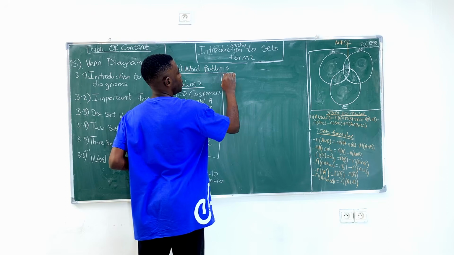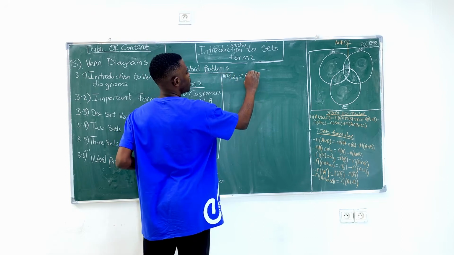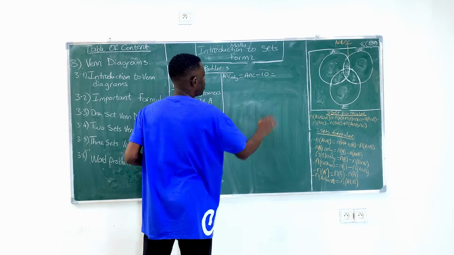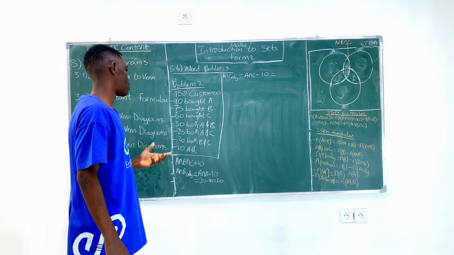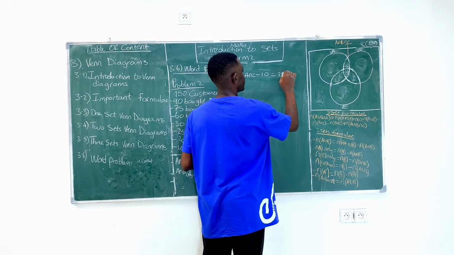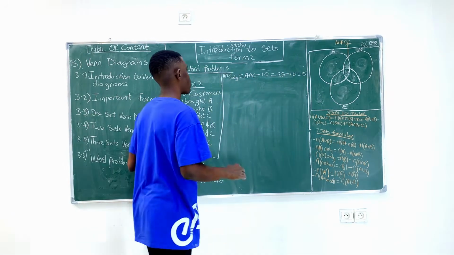Now, A intersection C only is equal to A intersection C minus 10. What is A intersection C? A intersection C is 25. 25 minus 10 is 15.